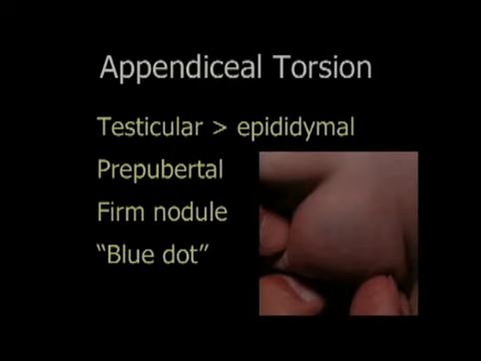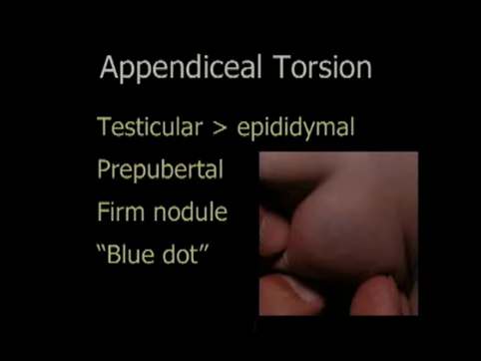If they detorse, they will have relief of pain, and so it can look like an inflammatory condition, but in fact you've got a detorsed testis. Appendiceal torsion is the most common thing that we see in the prepubertal population. Generally, these are testicular appendages that twist. They live right next to the epididymal ones. You really can't tell the difference.